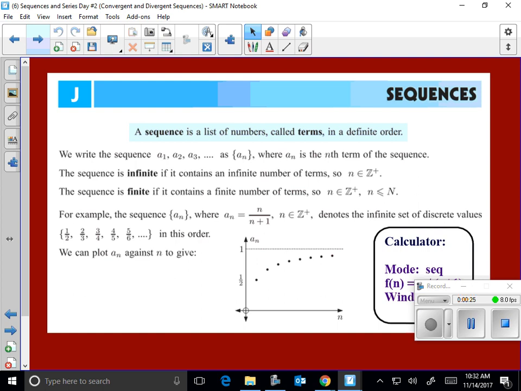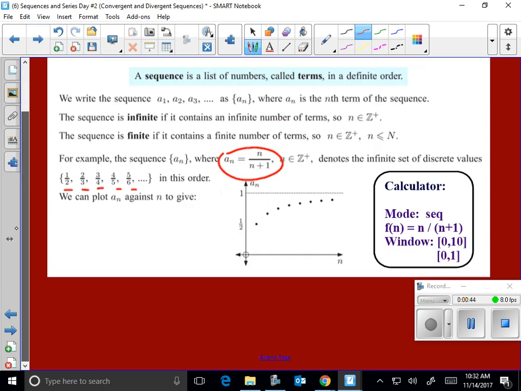So a sequence, like I said, is just a list of numbers, with those values given. So this sequence, in this case, n over n plus 1, as you can see, first term, second, third, fourth, fifth, what is that converging to? 1. So the sequence converges, right?